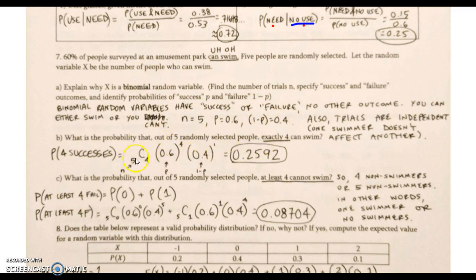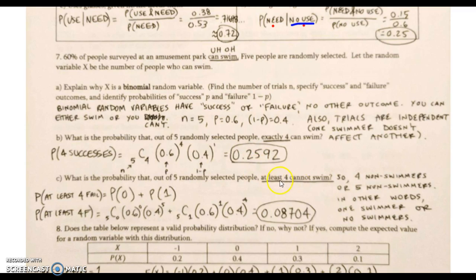Here we did what's called the binomial formula for 4 successes. N is 5, which means we asked 5 people. 4 is the number of people we want to swim. That 4 is the exponent under successes because we want 4 successes. We want 1 failure, 1 dude or dudette that does not know how to swim. So we multiply that all together and we get 0.2592.